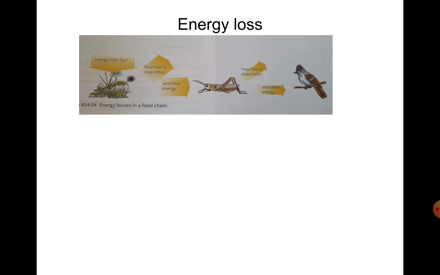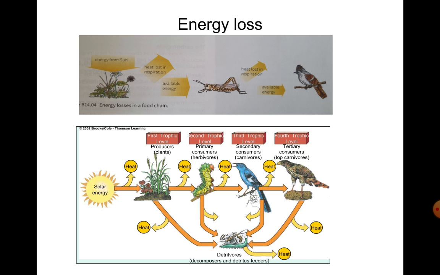Now, how is the energy lost? Well, we know that the plants get energy from the sun, and heat is lost in respiration. Then they have a certain amount of energy available. Then we have the cricket. The cricket again loses energy as heat loss, in respiration, etc. When we look at the next picture, we see sun, producers, heat loss due to respiration, primary consumers, heat loss, then from primary to secondary, and then to tertiary.